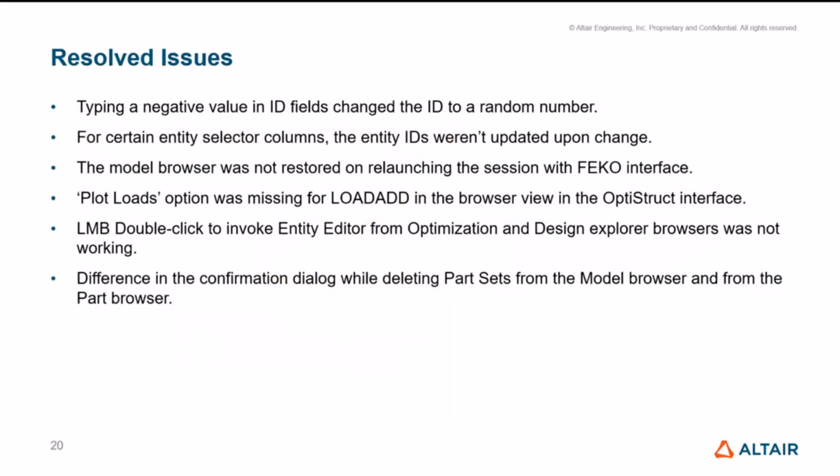Okay, those were the key issues. Now, the other issues are listed here. First, previously, when we entered a negative value in the ID field, it was converting it into a random number. That's been corrected. Then there was a case in LS-DYNA for the rigid wall entity where for certain selector columns, the data wasn't updated properly when it was added as a column in the browser. That issue is also handled now. Then there was a case with the FICO interface also where the model browser wasn't restored when the session was relaunched. That is also corrected.